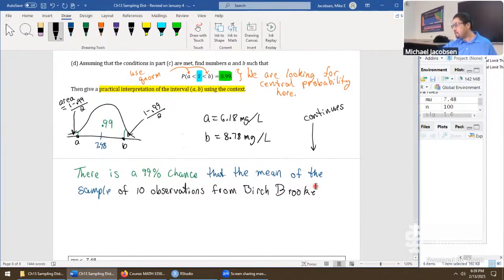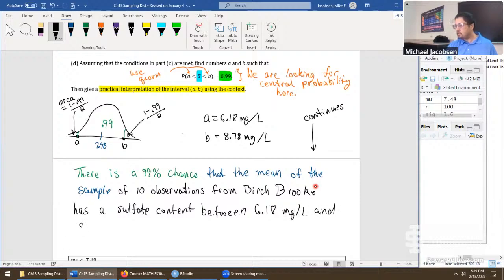So we'll say that the sample mean of the 10 observations for Birch Brook has a sulfate content between 6.18 milligrams per liter and 8.78 milligrams per liter. At this point, we've solved the problem entirely. That's the practical interpretation for those two values. Again, this altogether is just a strange what-if analysis.